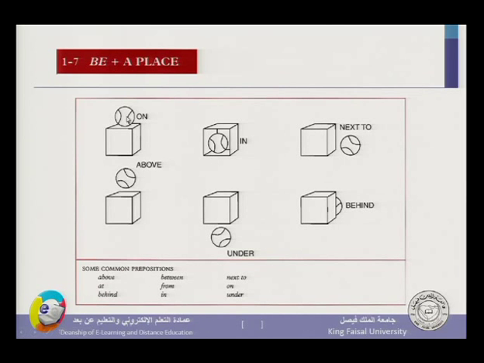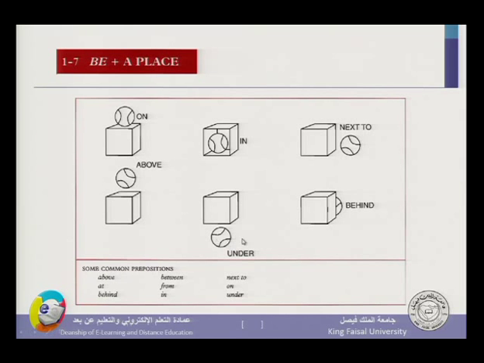On, see the ball here. So to make a sentence, I can say a ball is, remember, should use is here, is on. The ball is on the box, right? What about this? In. The ball is in the box. Next to. The ball is next to. Above. The ball is above the box. Under. The ball is under. So in all cases I should use is because the ball is singular.